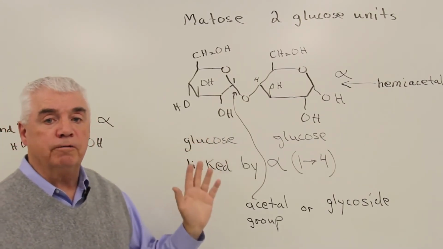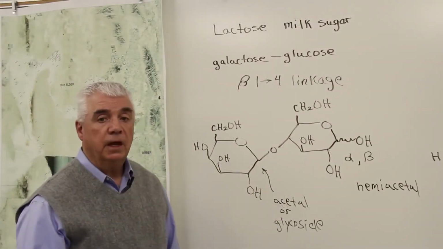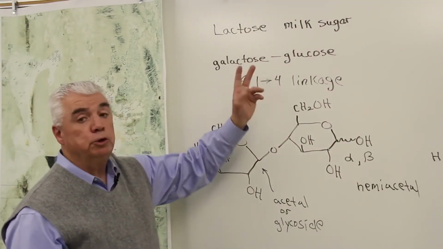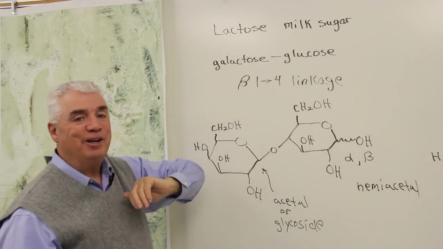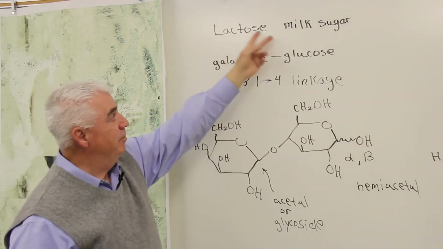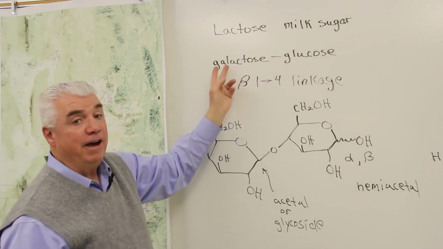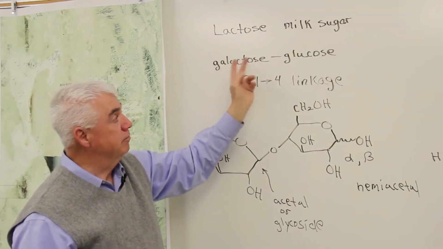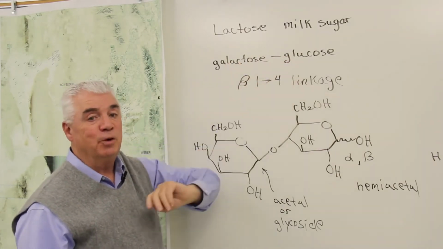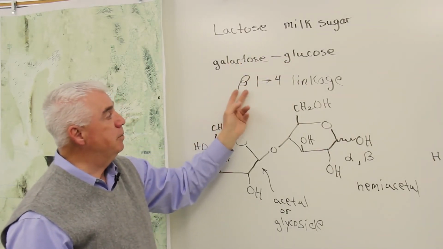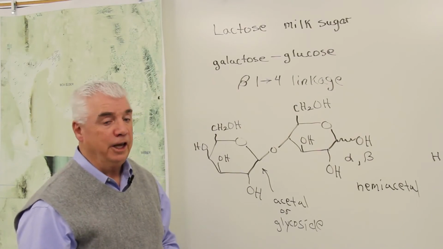Let's look at the structure of lactose. Lactose is also called milk sugar. And the 3 things that we'd like you to know are right here at the top. Its alternate name, the fact that it consists of 2 monosaccharide units, a galactose linked to a glucose, and they're linked by a beta 1 to 4 linkage.